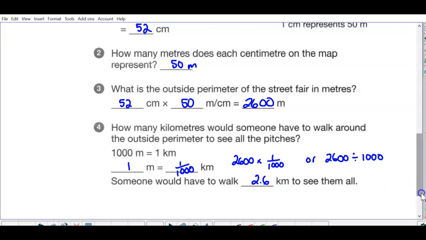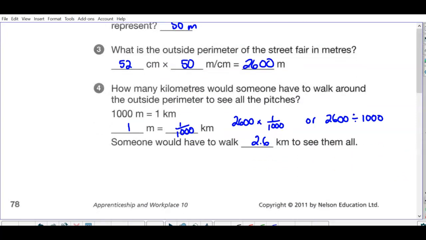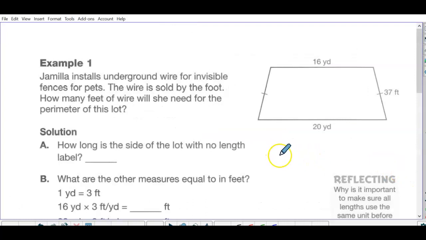Okay. Next one, Jamila installs underground wire for invisible fences for pets. The wire is sold by the foot. How many feet of wire will she need for the perimeter of this lot? So this shape here, remember, is called a trapezoid.